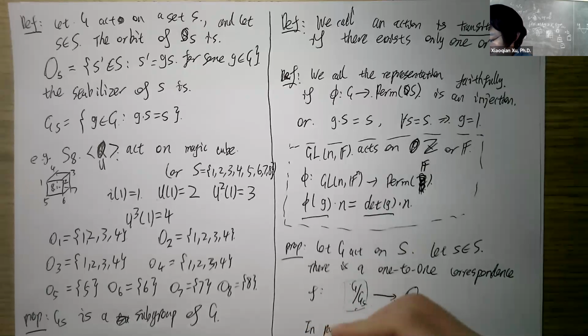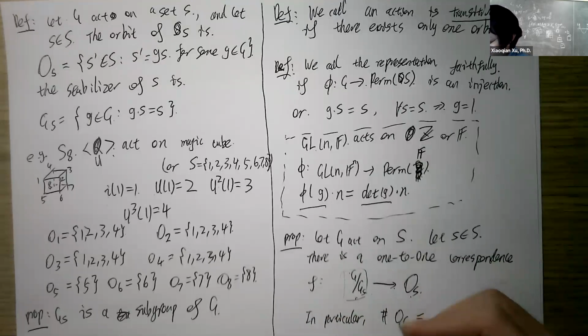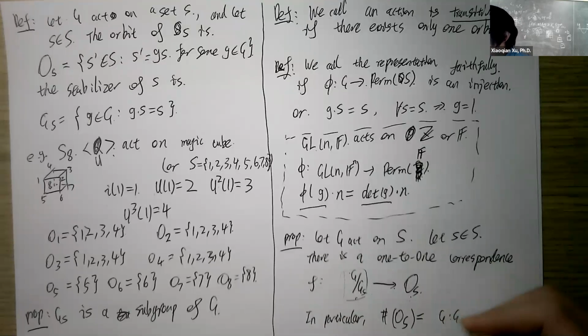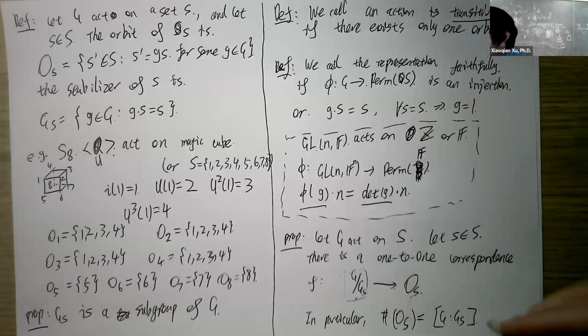In particular, the size of the orbit of an element is equal to the index of G_s, when they are finite. When they are infinite, this is actually also true, but we don't really write it as an equation.